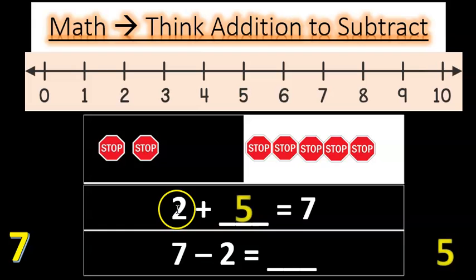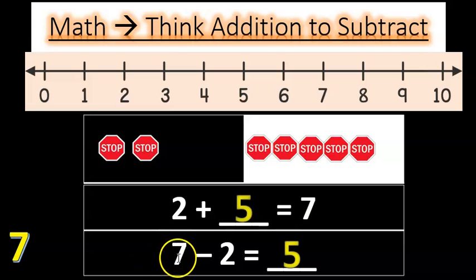Okay? This 2 is these 2 stop signs. This 5 is these 5 stop signs. And when we add it up together, we're going to get 7, okay? Now, let's come here to our subtraction equation. What number goes here? 5. Good job, okay? This should look really familiar to you now, okay?